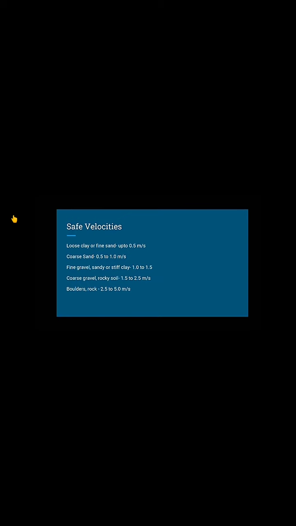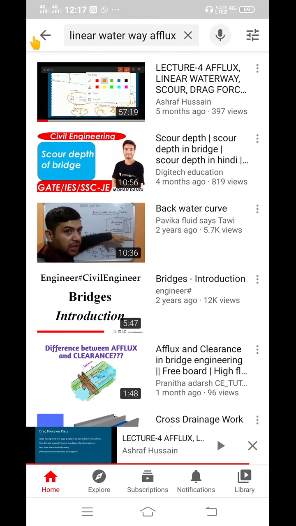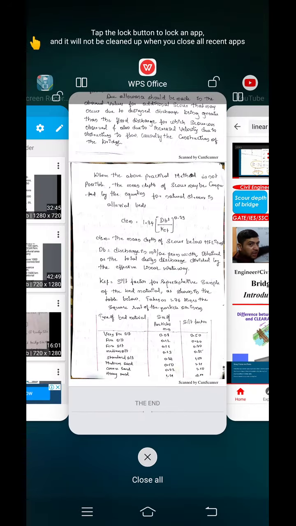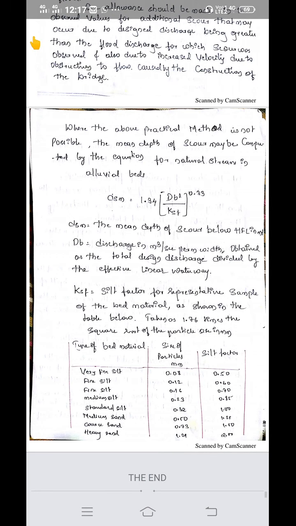Again, we have studied what the safe velocity of the water should be with respect to the soil condition. When it is fine sand, we should keep up to 0.5 meter per second. When it is coarse sand, 0.5 to 1. When it is fine gravel or stiff clay, it is 1 to 1.5. These are the things we have studied. So clear with this? Okay, clear here.